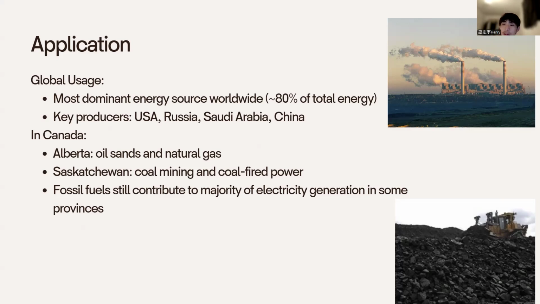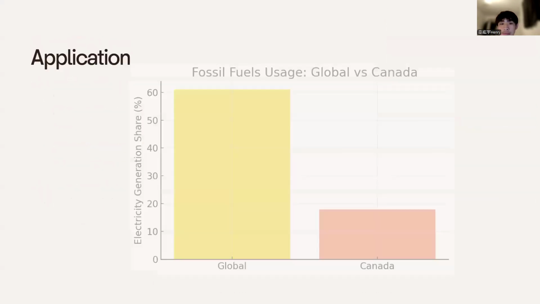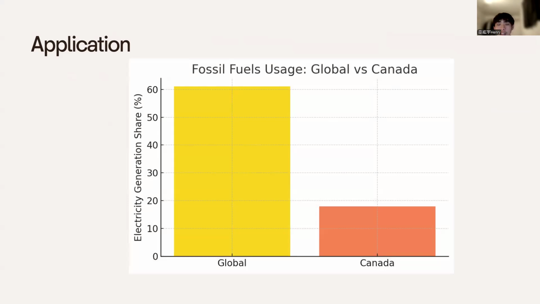Several provinces still rely on fossil fuels for a large portion of their electricity, which is the case for the most part of the world. And here is a graph that compares the electricity generation share.